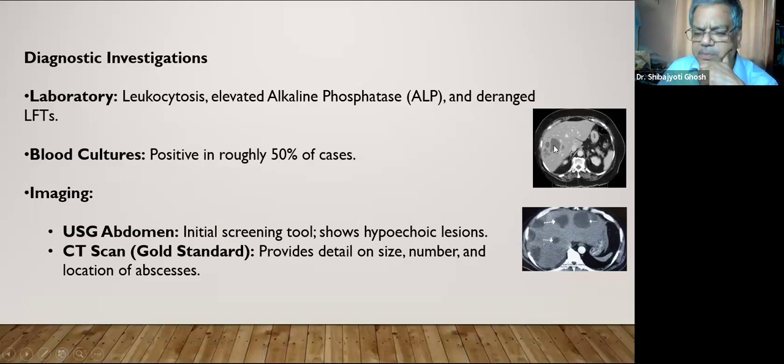So you can see the multiple hypoattenuated lesions in the CT scan. So these are all typical of amoebic liver abscess. So here you can see there are multiple liver abscesses. So it provides detail on the size, number, and location of the abscess.